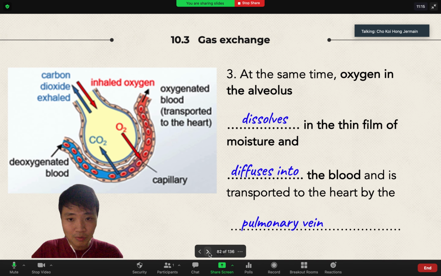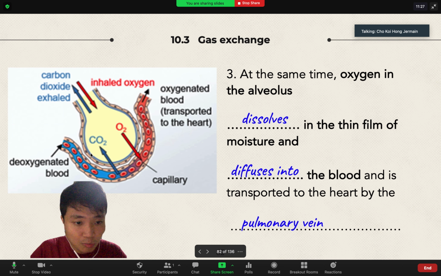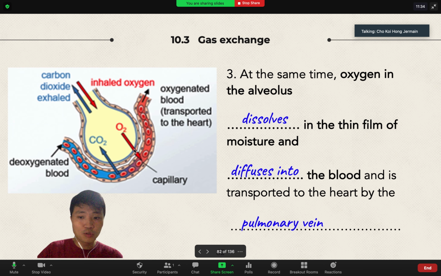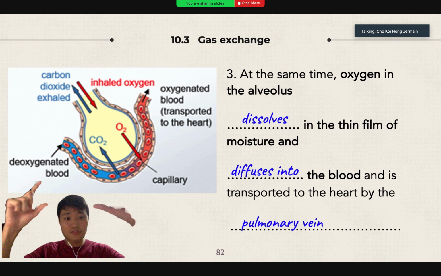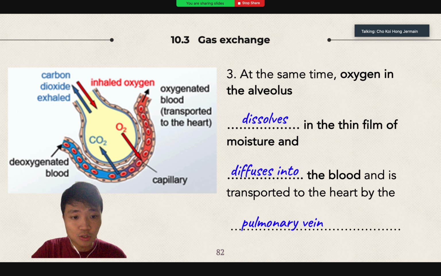Now, number 3, can you take your highlighter and highlight this point. At the same time, oxygen in the alveolus dissolves in the thin film of moisture. Can you see the blue color part? I'm using my mouse to highlight this to you. Oxygen will dissolve in the thin film of moisture first and then diffuse into the blood. Very important: dissolve, then diffuse. I say two times already, so make sure that you get the steps right. Then finally, from the capillary it is transported to the heart by the pulmonary vein.